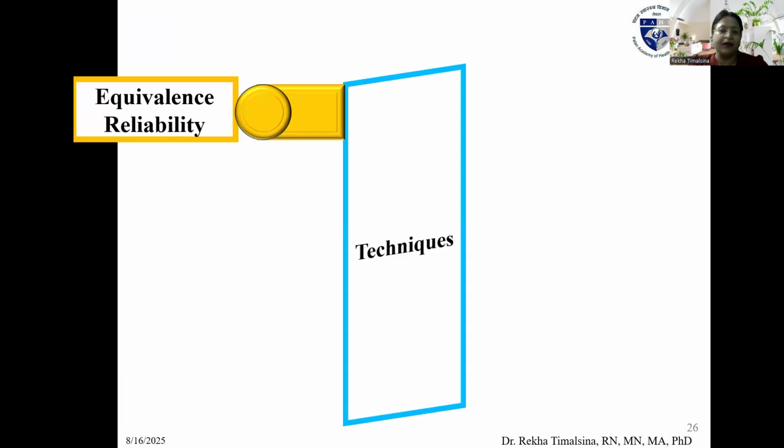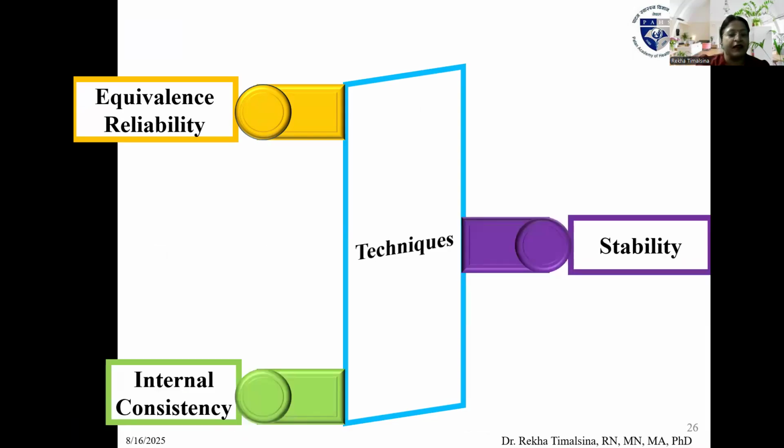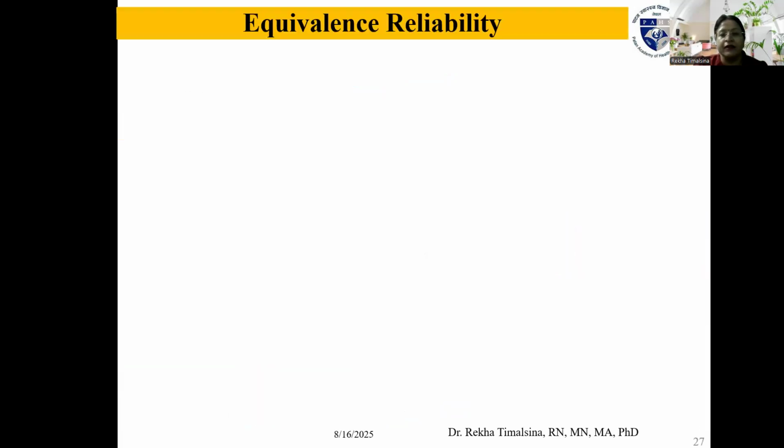There are different techniques of assessing reliability of an instrument. The first one is equivalence reliability. The second one is stability, and the third one is internal consistency. And we will discuss each technique in brief in later discussions.